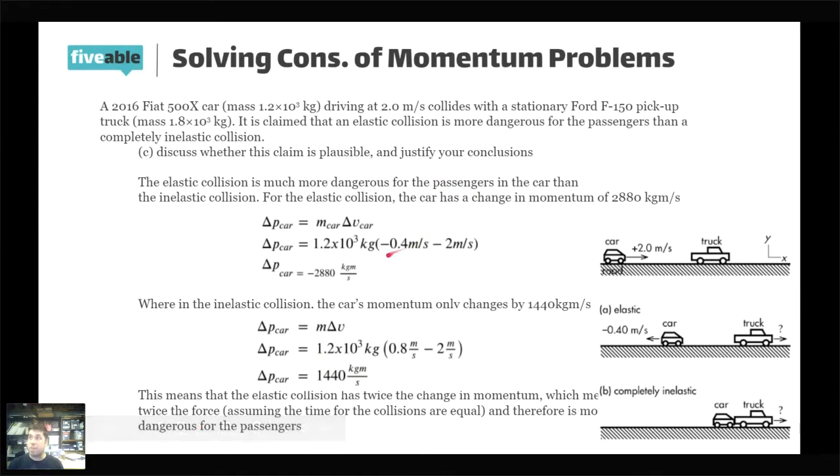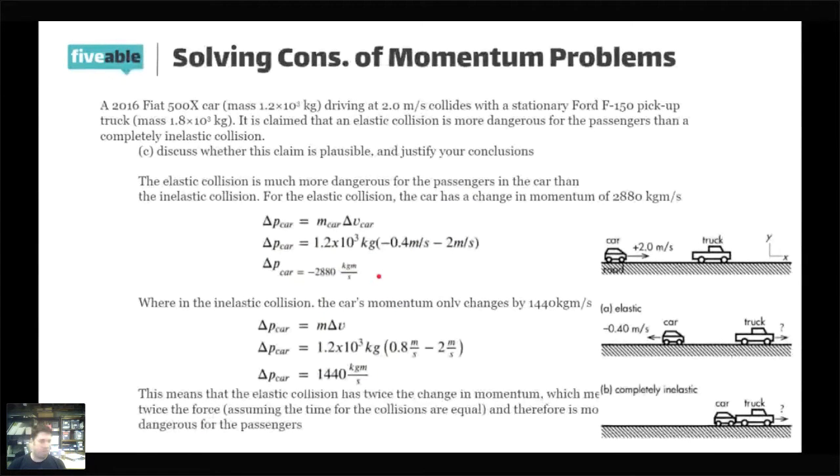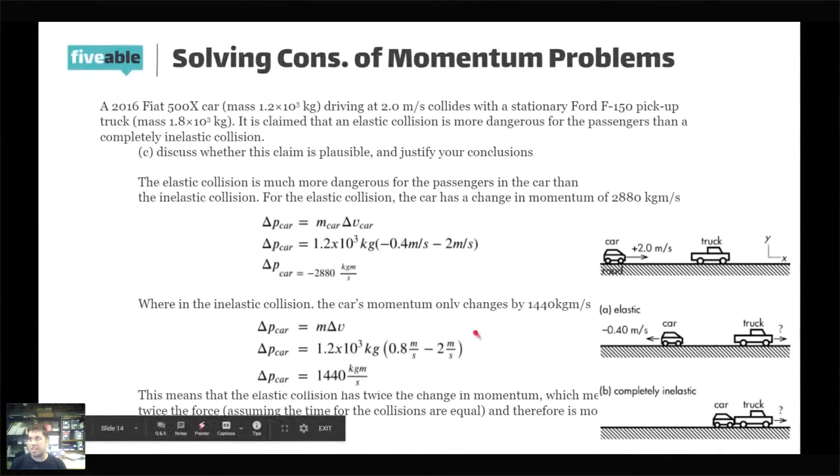So the car's change in momentum is twice as much in the elastic, because we go in and we bounce off. We have enough momentum to come down to a stop, then have enough momentum to go back in that negative direction. Big, big, big change in momentum. To put it in perspective, if that collision took a second, that's about 3,000 newtons worth of force on somebody in that car. It's kind of crazy. This one, with the inelastic collision crashing between them, we end up with half the force.